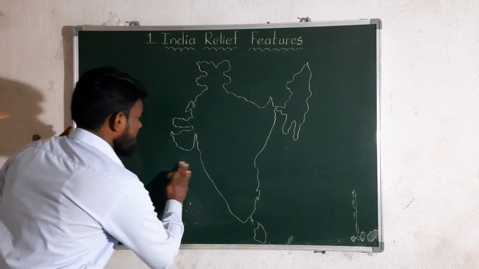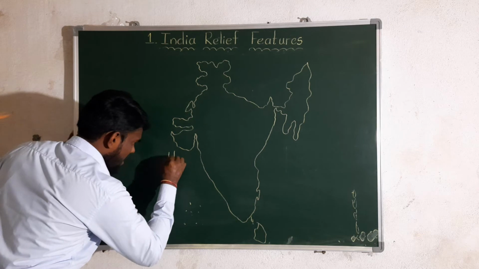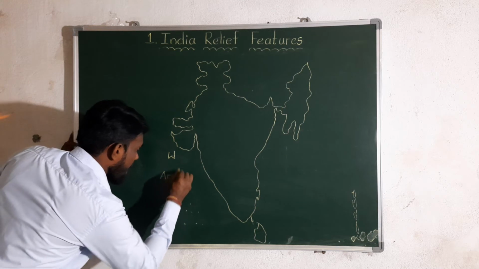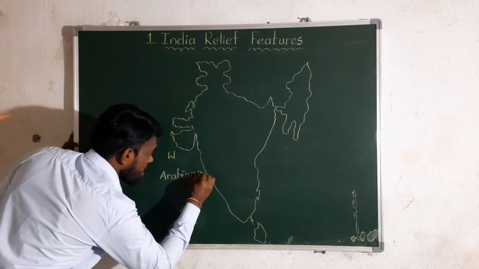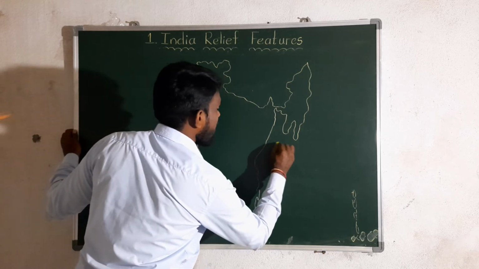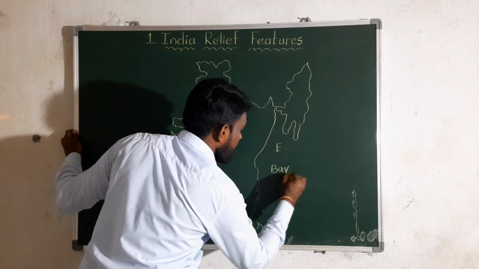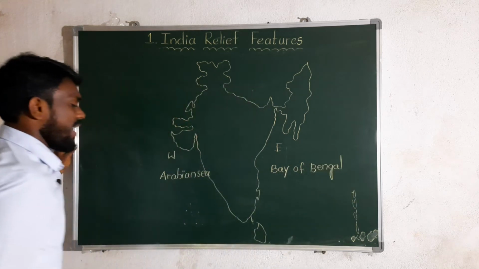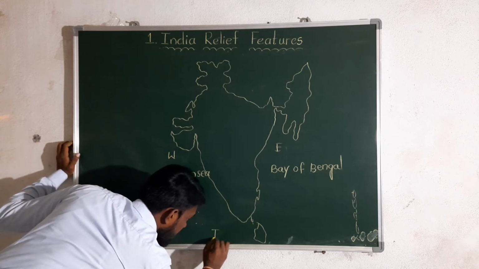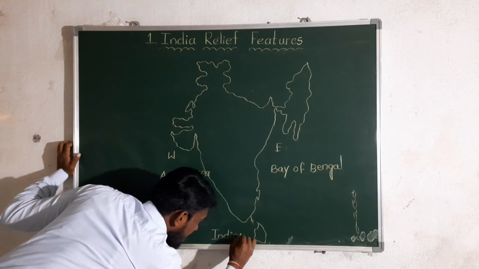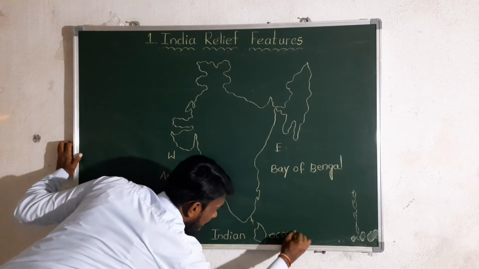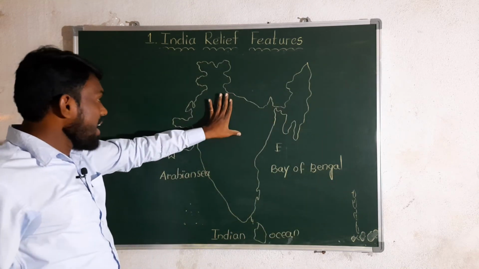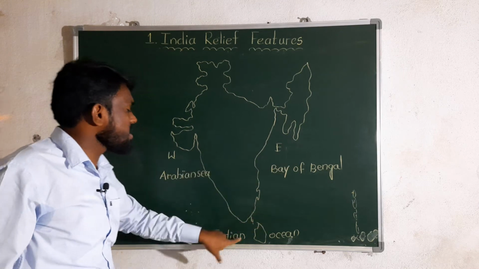It's very clear. Here in the west direction, India is surrounded by the Arabian Sea. In the east direction is the Bay of Bengal, and from the southernmost direction is the Indian Ocean. When coming to the northern part, it remains land. The land has water bodies on three sides.